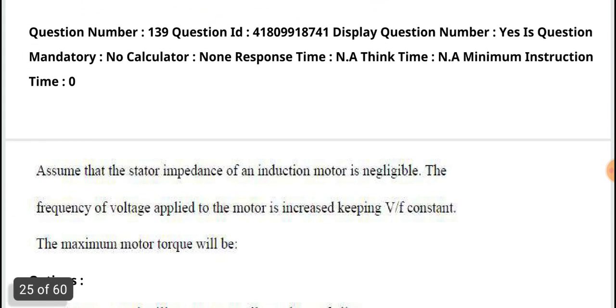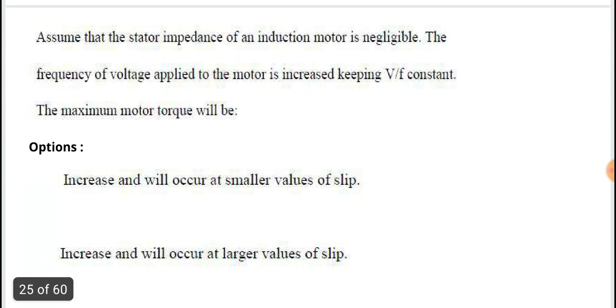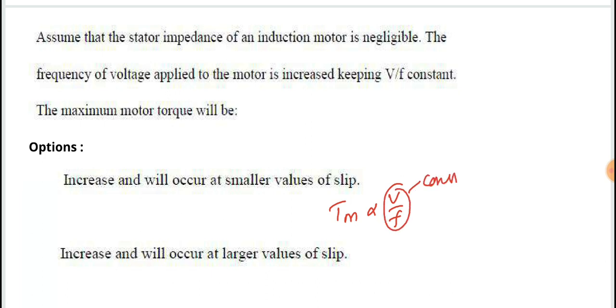Okay. Next one. Assume the stator impedance of an induction motor is negligible. The frequency of voltage applied to the motor is increased by keeping V by F constant. The maximum torque will be? So what will be the maximum torque here? So here the maximum torque is proportional to V by F. That means when V by F is a constant value, what about the maximum torque? So T max will also be constant.